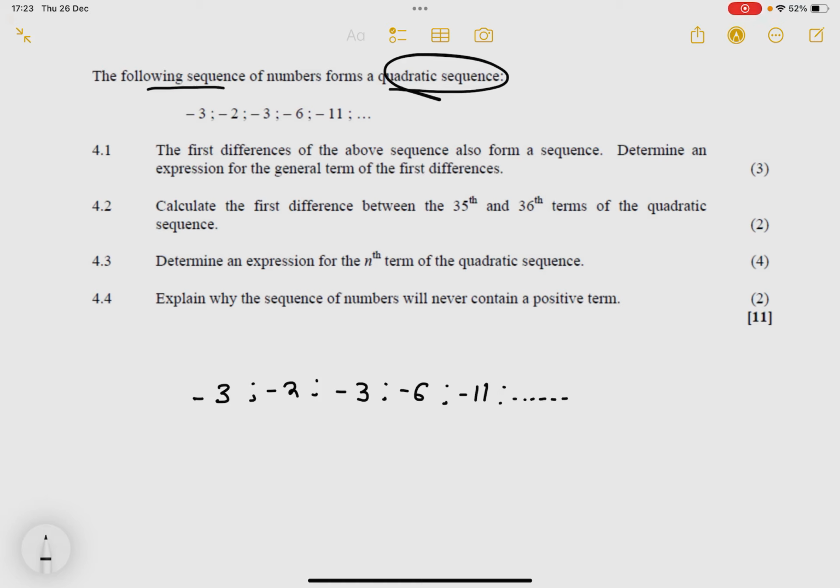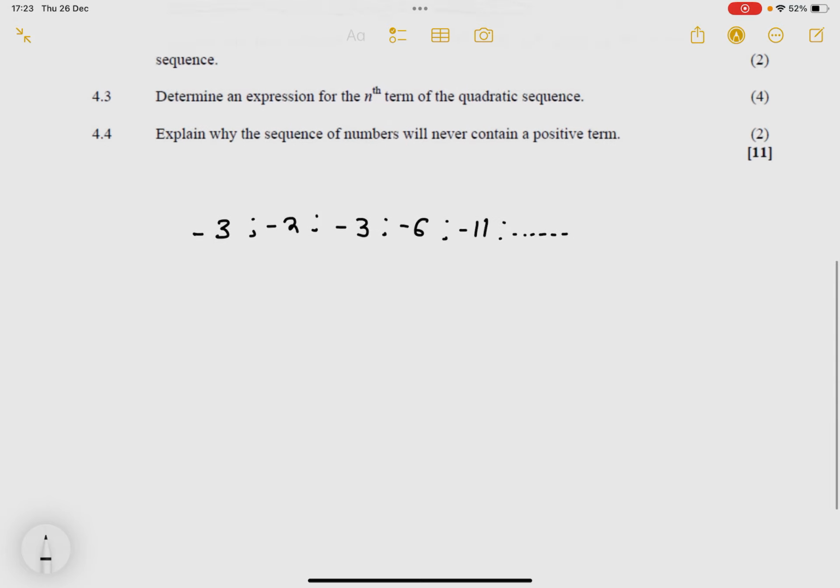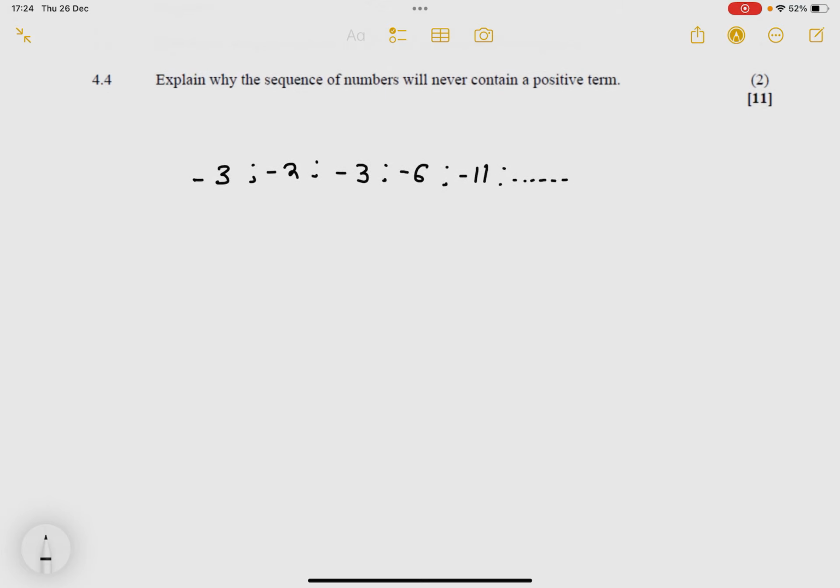Before we go any further, they say the first differences of the above sequence also form a sequence. Determine the expression for the general term for the first difference. Also, they just want us to find the nth term of the arithmetic progression that forms from the first difference, right? So what are we going to do? We're going to draw this pattern right here like this.